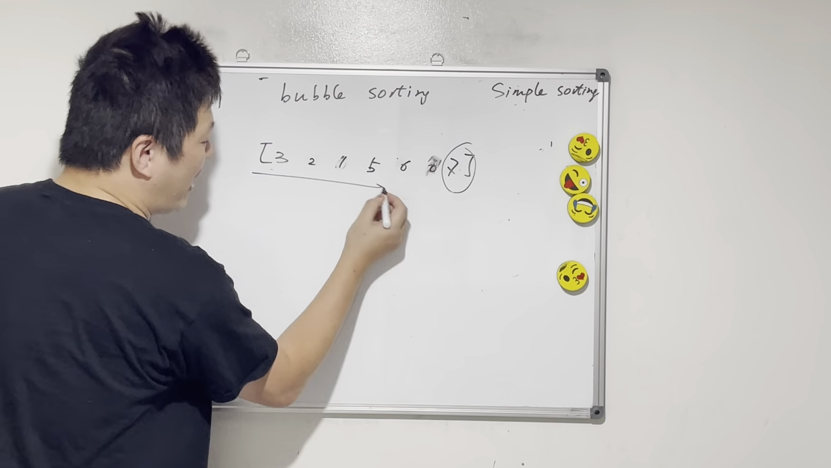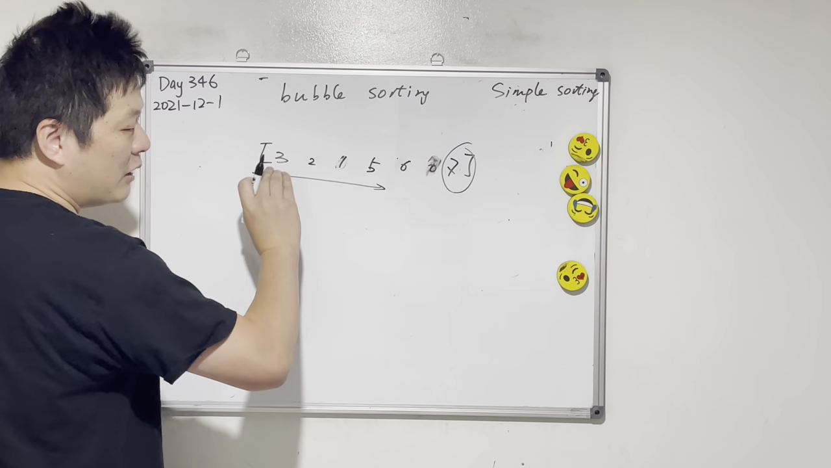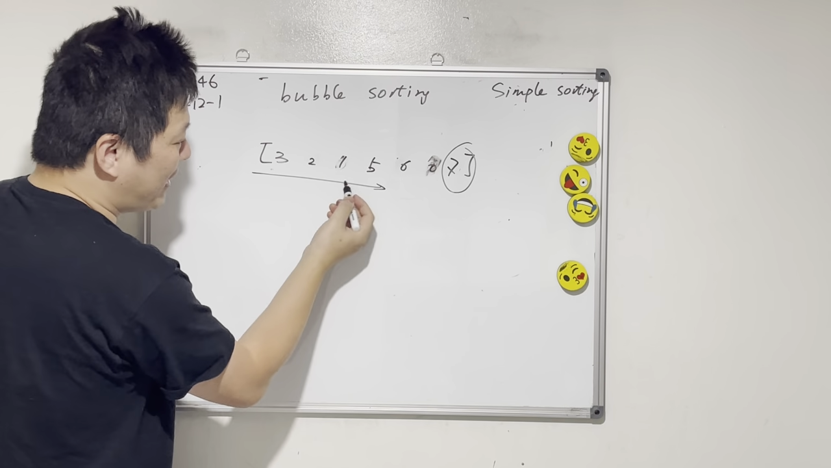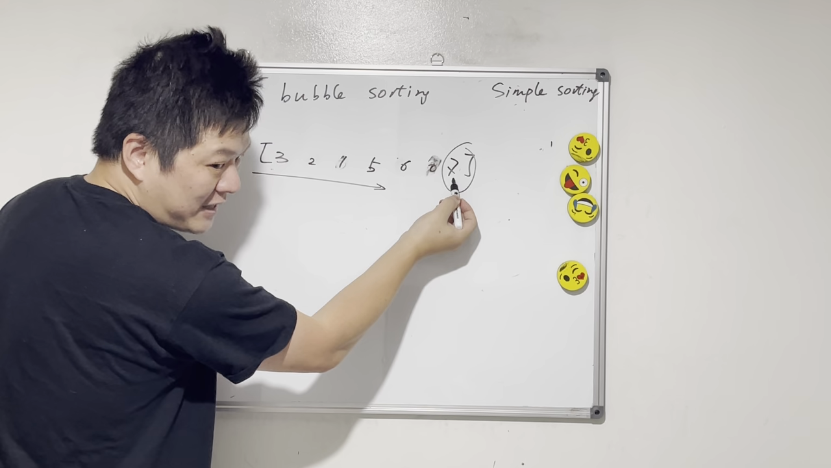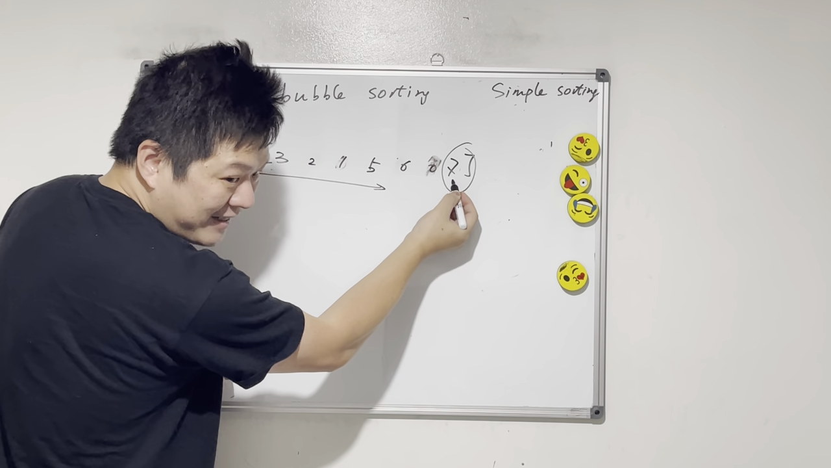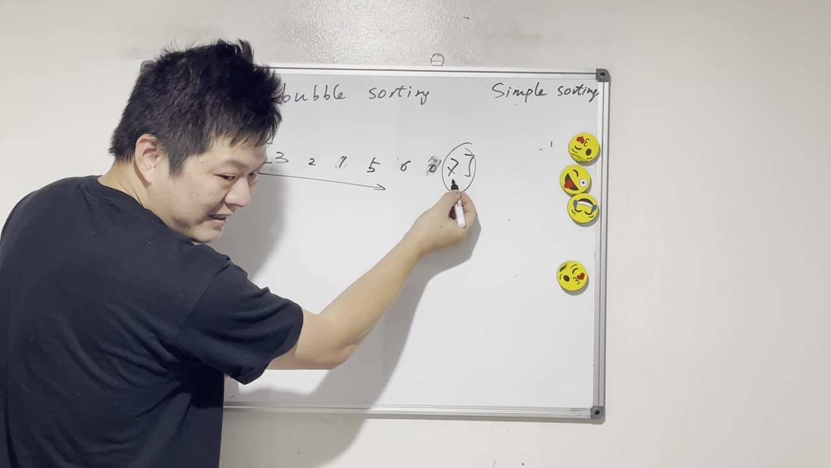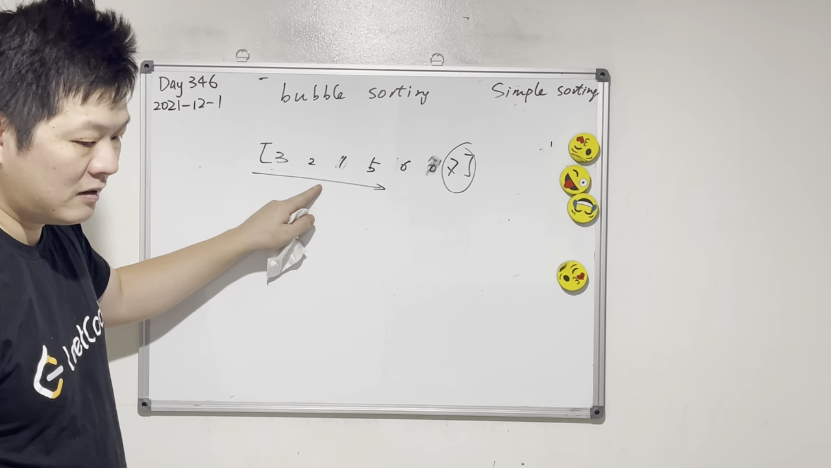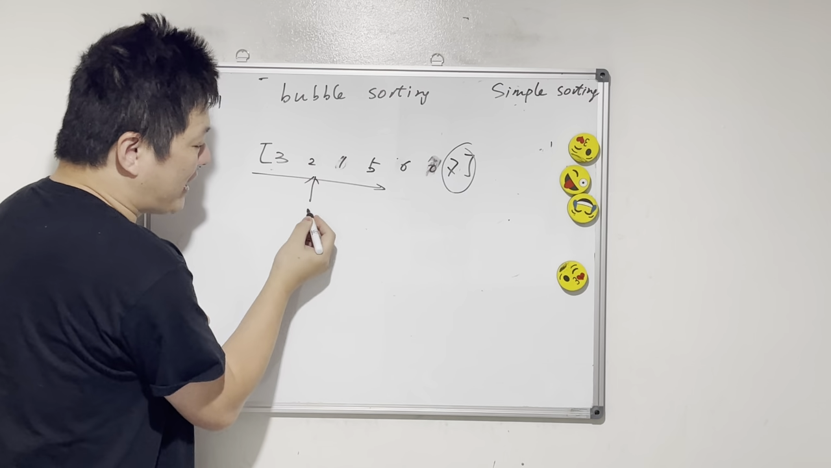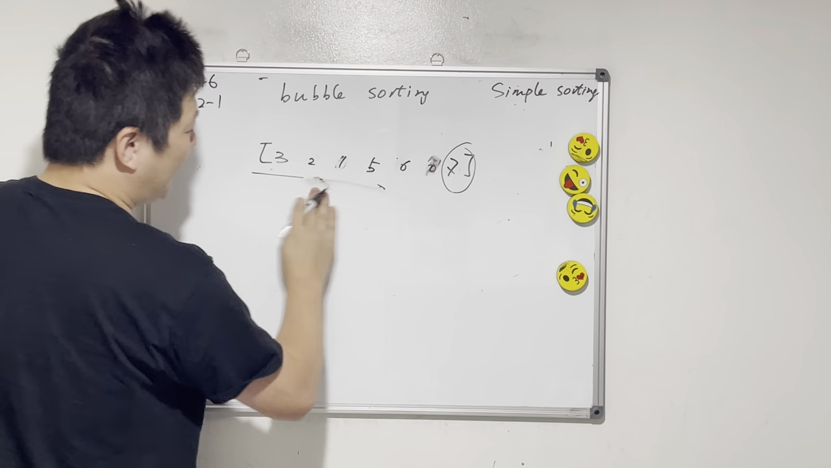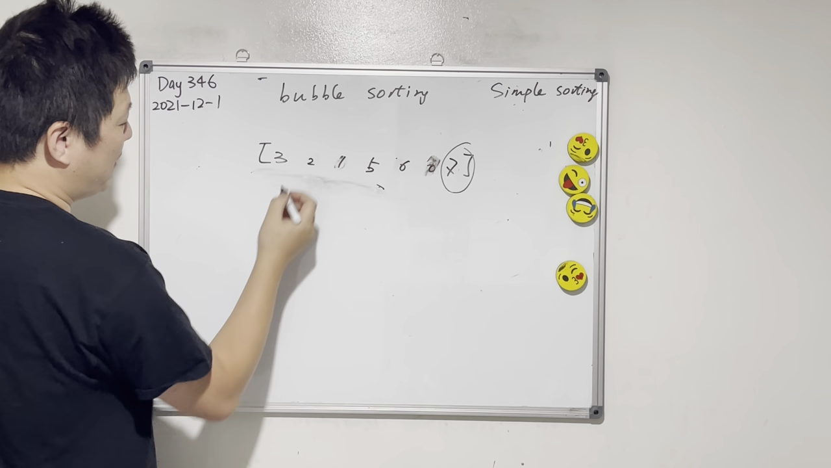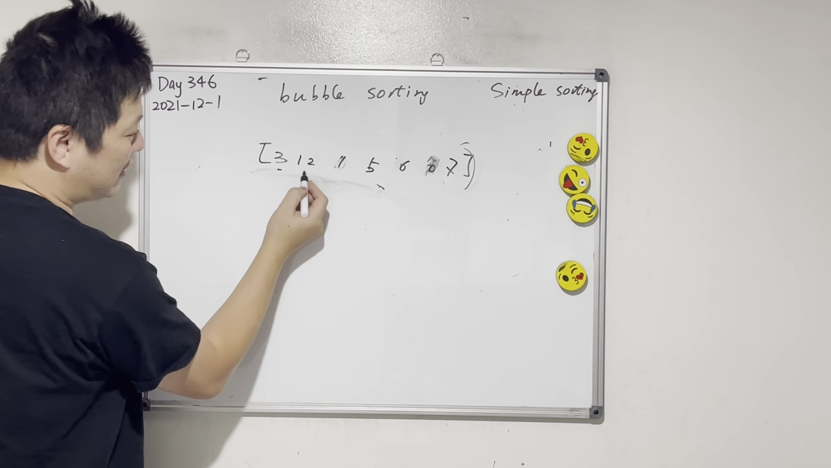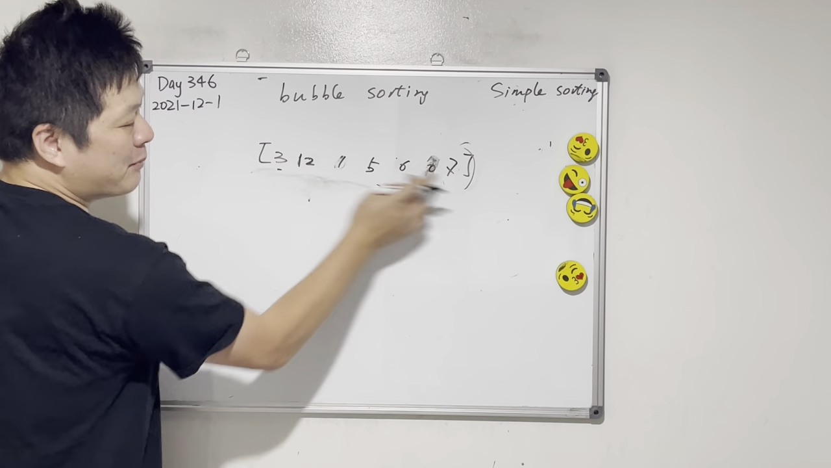When we do the first round, we always swap if the current number is bigger than the next one. It's like bubbling. So what does it mean? When it goes to the end, the largest number would be at the end. Let's say I have another bigger number, 12, and we want to swap it. So at the end, 12 must go to the end.